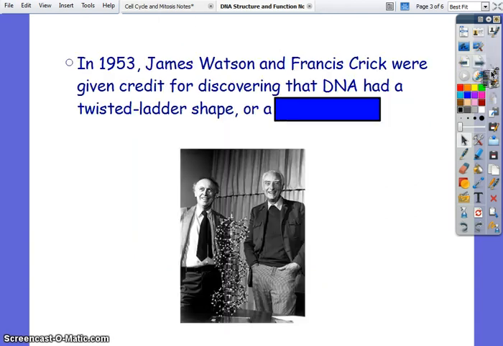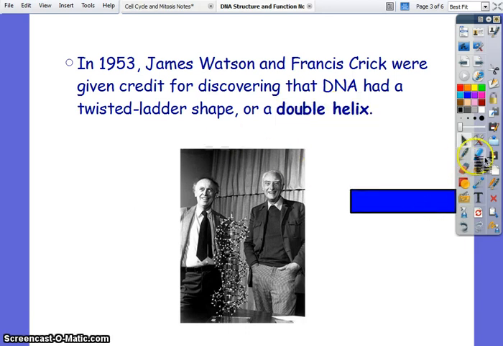and you guys will get a chance to see that next week. So DNA, in 1953, two guys named James Watson and Francis Crick were given credit for discovering that DNA had a twisted ladder shape, so they discovered its structure, and we call that twisted ladder shape a double helix. If you don't know what a twisted ladder looks like, it looks like this, and then you have your rungs going through it. So this is kind of what DNA looks like.